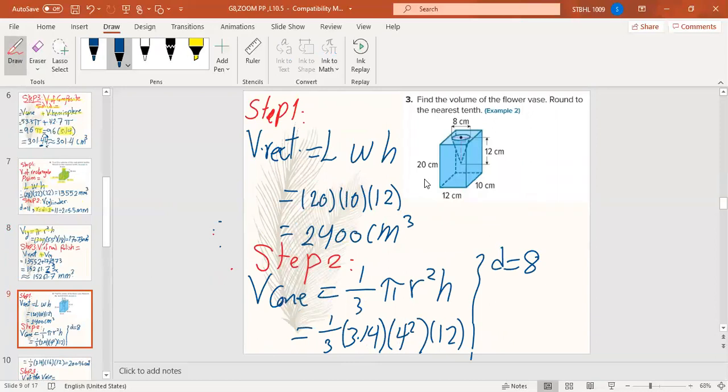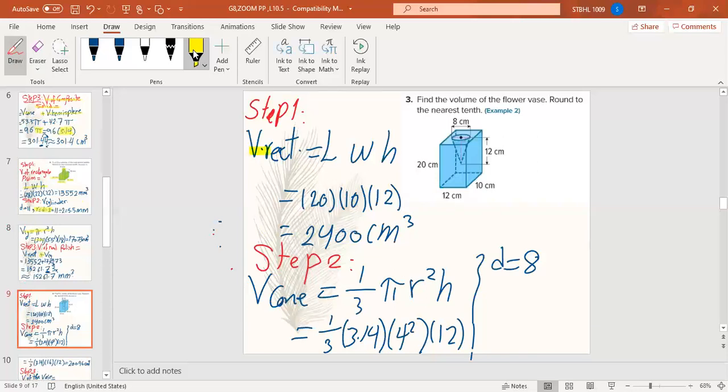Let's go to another question, exercise 3. Find the volume of the flower vase, rounded to the nearest tenth. Look at the figure here. It's very clear that these two solids, one is inside the other. So this will not be plus, it's not above. How will we solve this? We will follow the same steps. We will find the volume of both solids, but in this case, we will subtract because the cone here is inside the rectangular prism.